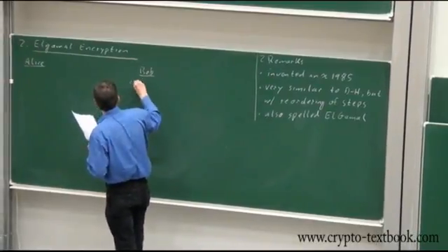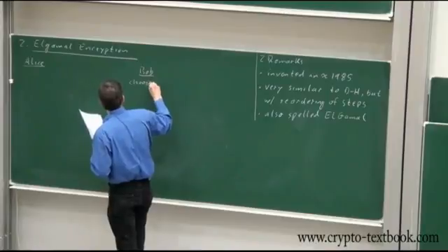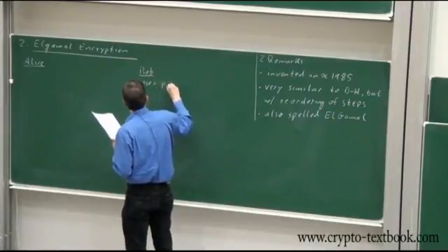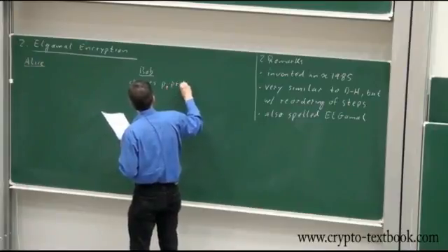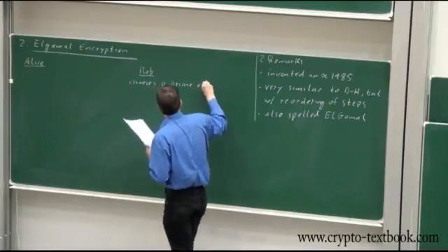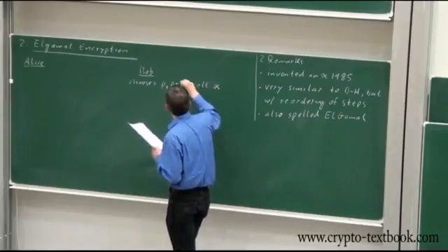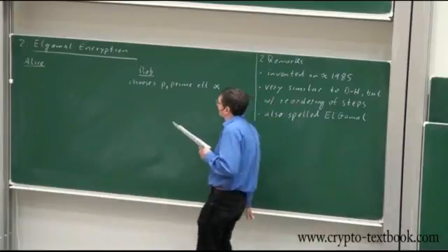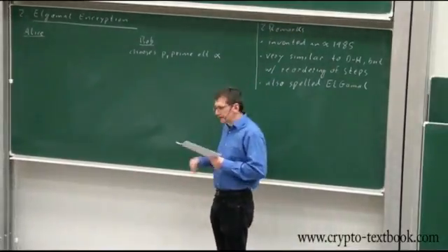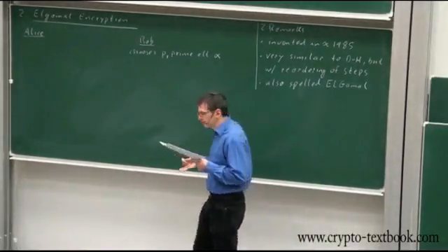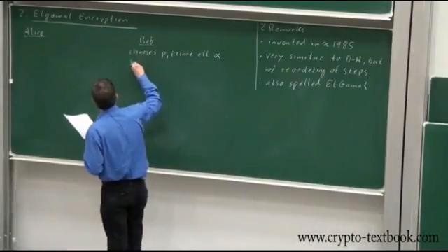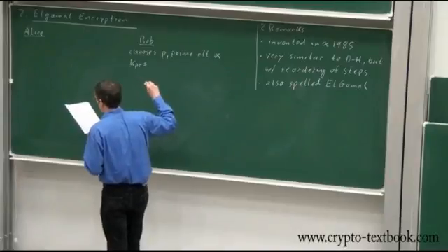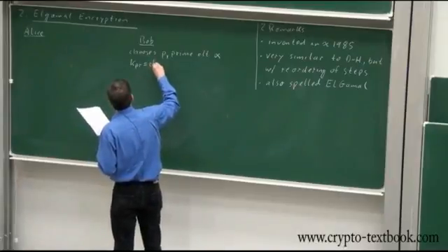So he chooses, Bob chooses p, which is a large prime, and a primitive element alpha. Okay. And now he has to start computing his keys. First, he computes his private key, which we call D.